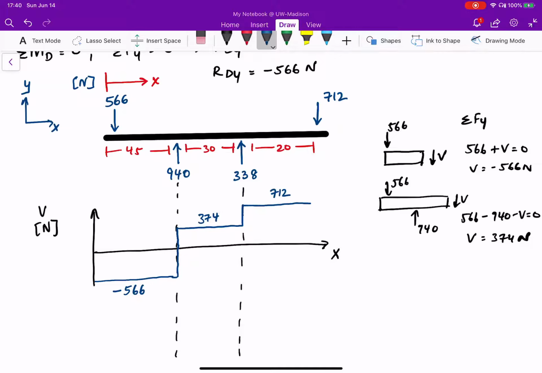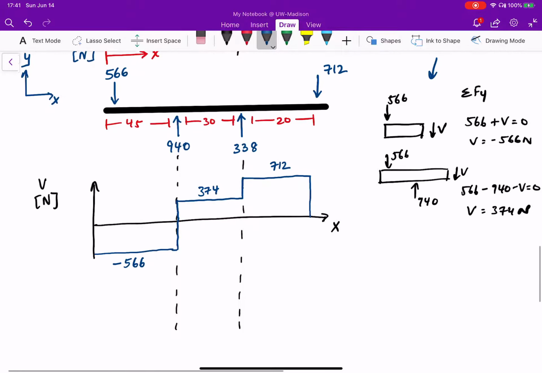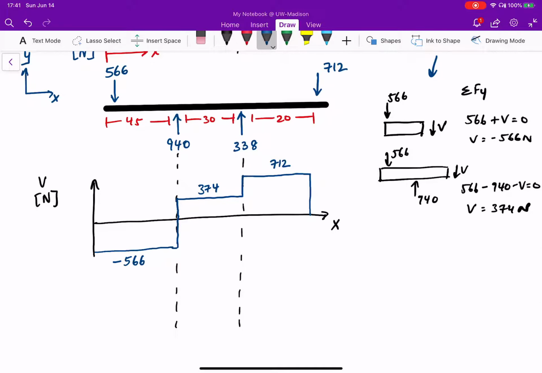And the final force is 712, so it brings me back down to 0, which means I probably did it right. So this is kind of a shortcut method I use, and especially when you're dealing with a lot of these types of problems and you don't want to keep using this method, you could simply just use the shortcut and figure things out.